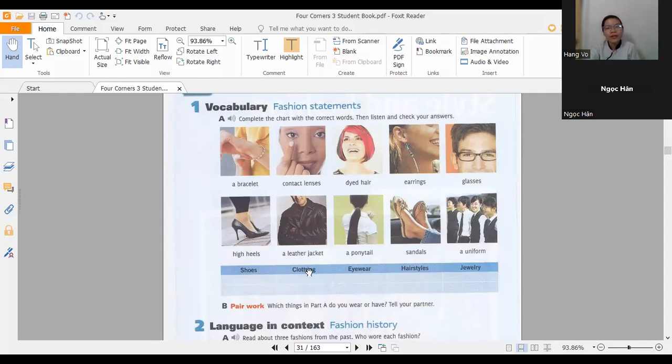So we have shoes, clothing, eyewear, hairstyles, and jewelry. I'm going to give you around 2 minutes, okay? Now please do this. Shoes, high heels, and sandals. Okay. Good. Clothing, a leather jacket, and a uniform. Okay. I wear contact lenses and glasses. Okay. Hairstyle, dyed hair, and a ponytail. Yes. Jewelry, earrings, and bracelets. Okay. Nice. All right.